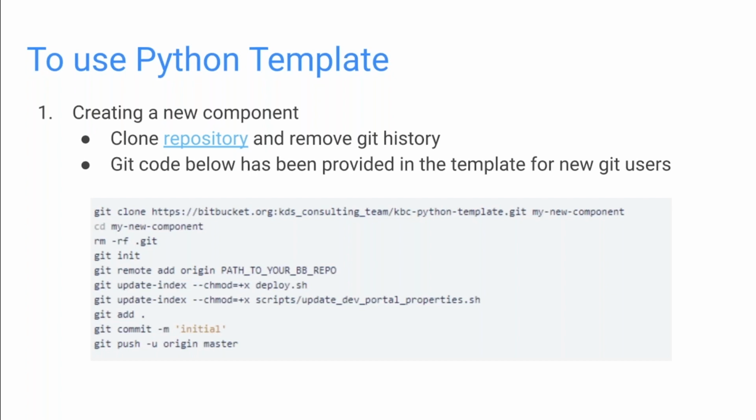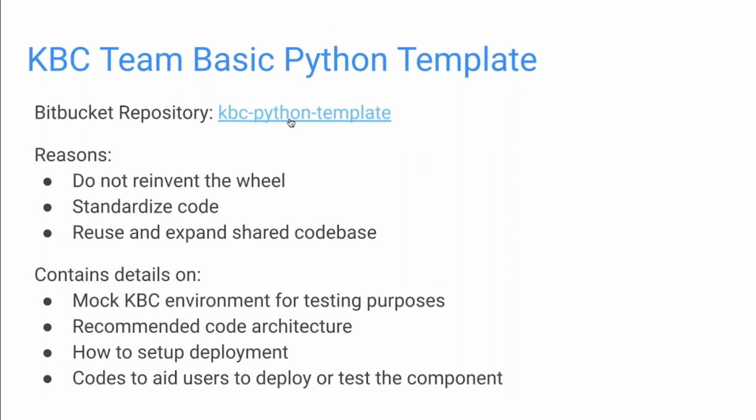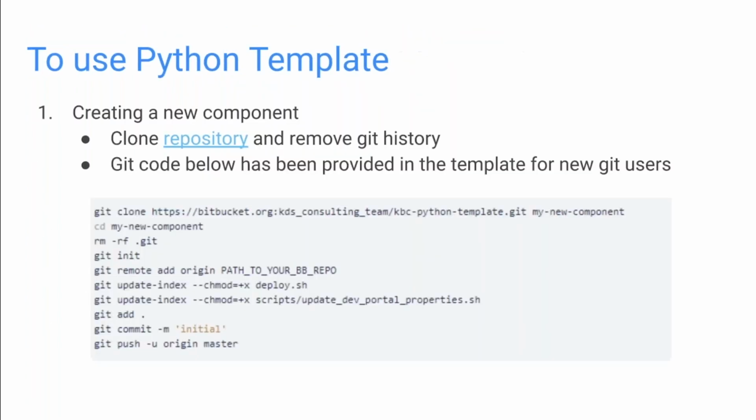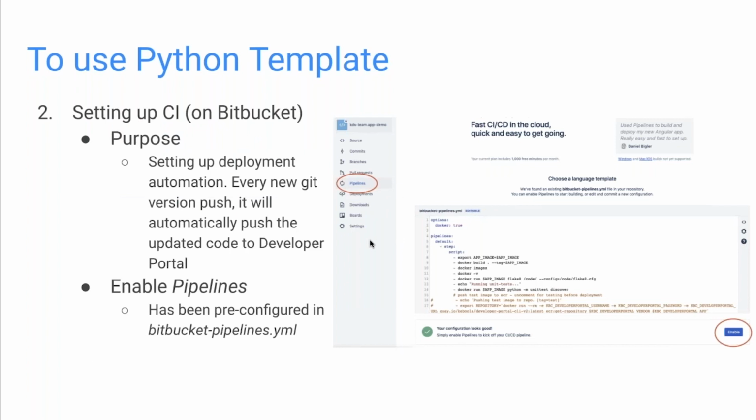Okay, to use the Python template, first the user will have to create a new component, of course. They can clone the repository. This link is essentially linking back to the template that we have over here. Just name it differently. After you clone it, you remove the Git history. This is the code that you will need.